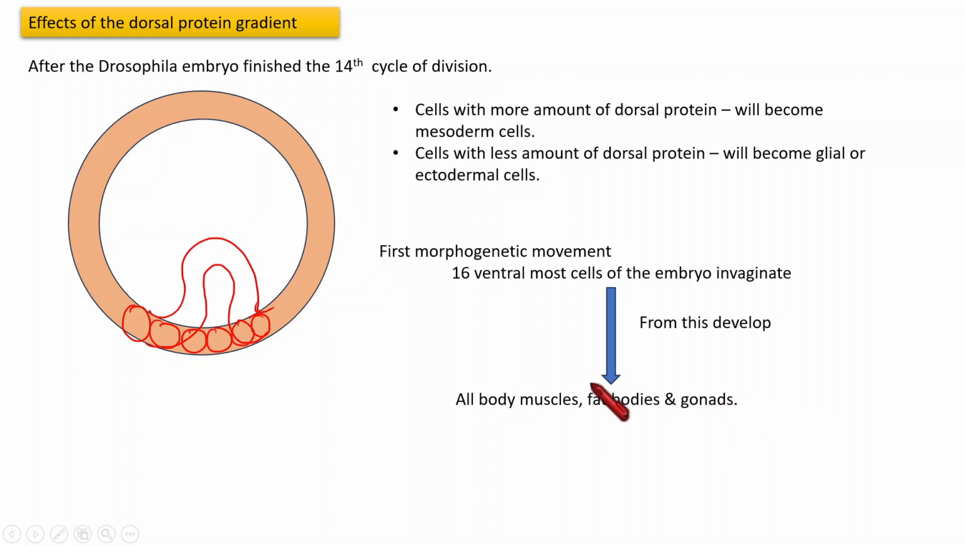Clear? Then how did that invagination happen, how did the gradient of the dorsal protein help in the invagination of these ventralmost cells? That's what we are going to see. So the dorsal specifies these 16 cells to form the mesoderm. Again, that schematic representation. For your better understanding, I have just drawn the cells in all regions like this.